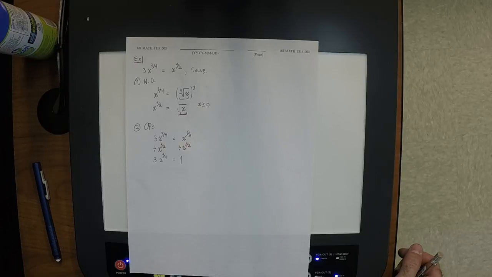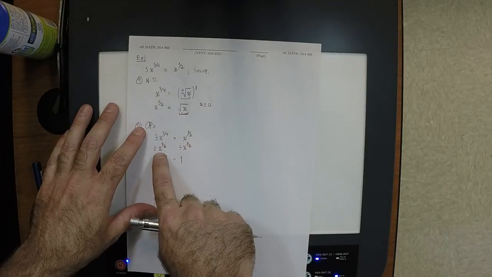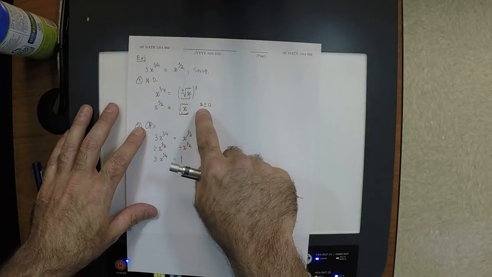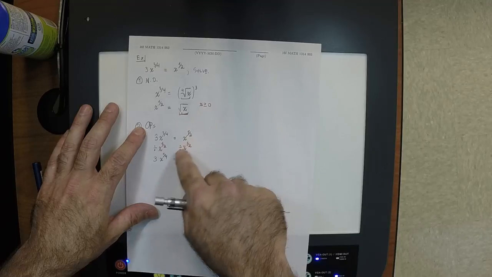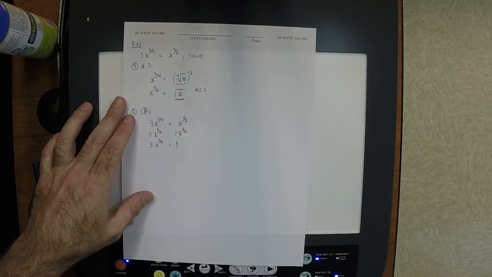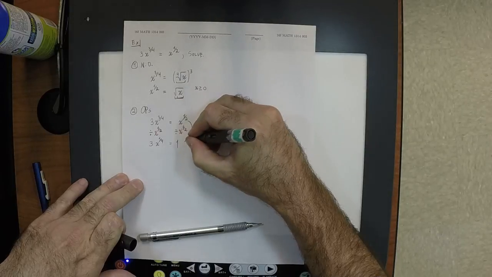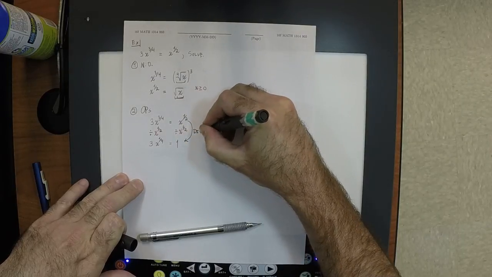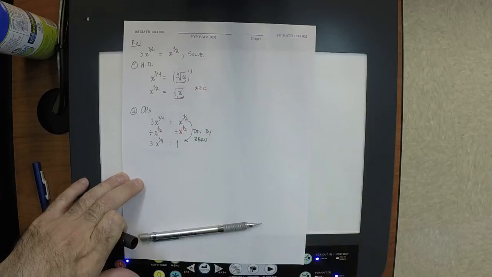Division by 0 is not truth preserving. We divided by x to 1/2. And we just established that x could be 0. Why did you break the universe here? Because you divided by 0. You cannot do that.